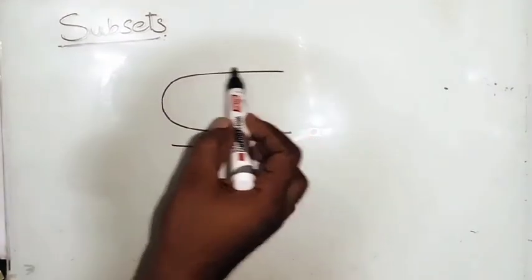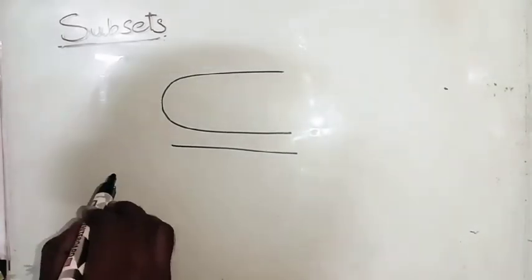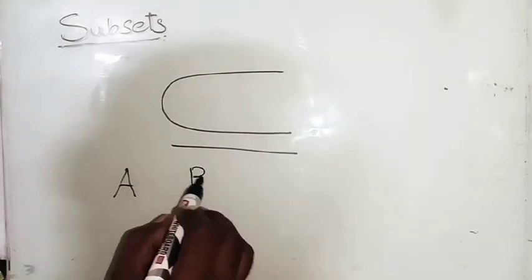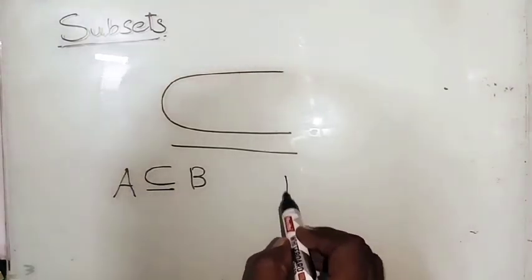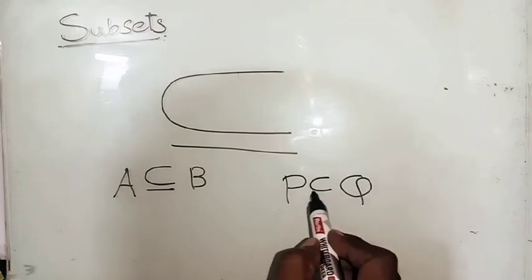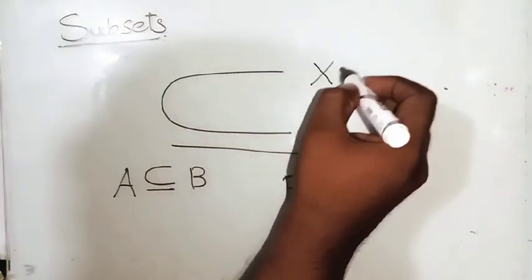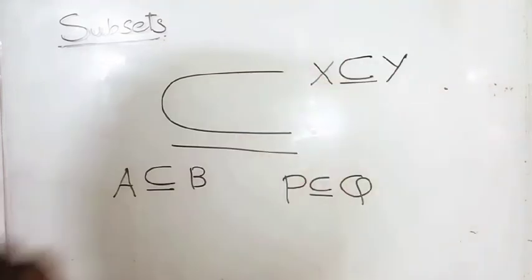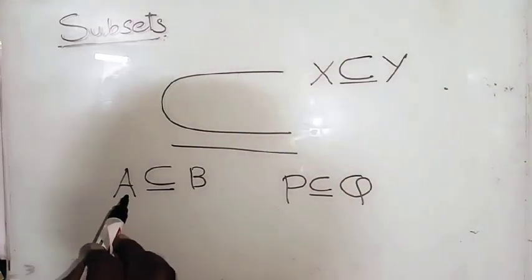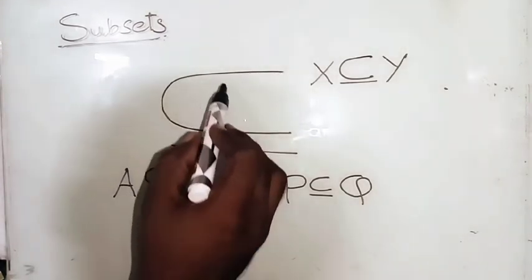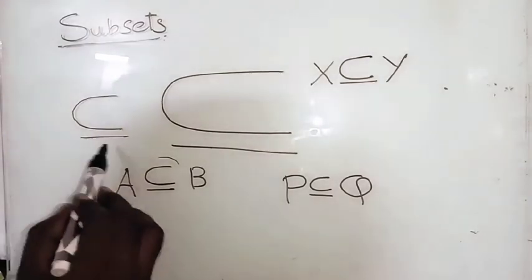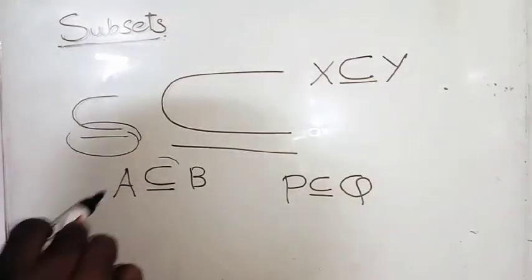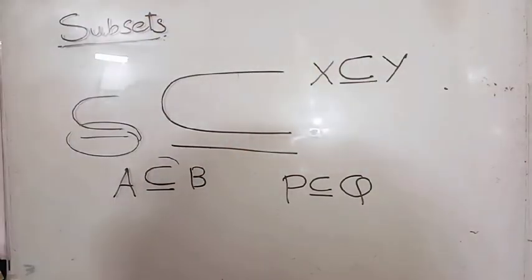And this is the symbol we use for subset. If A is a subset of B, then we write A is a subset of B. If P is a subset of Q, then we write P is a subset of Q. X is a subset of Y. When you see this symbol, it has one C shape and a line. This line stands for the subset being equal to the superset. I'll show you one example.